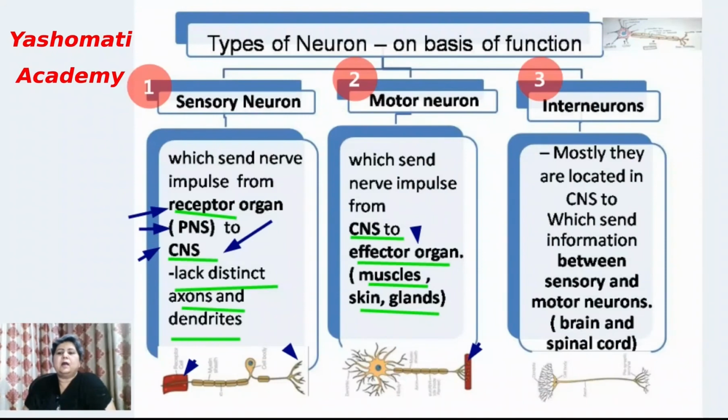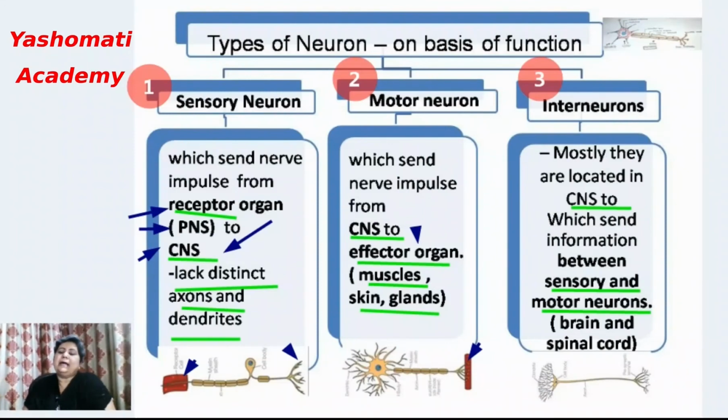Interneurons are those neurons which are located in the central nervous system. Central nervous system means brain and spinal cord. And what is their function? They form the junction, or pass the information, between sensory and motor neurons. So, those neurons which are present in between the connection which is formed between sensory and motor neurons are called interneurons.